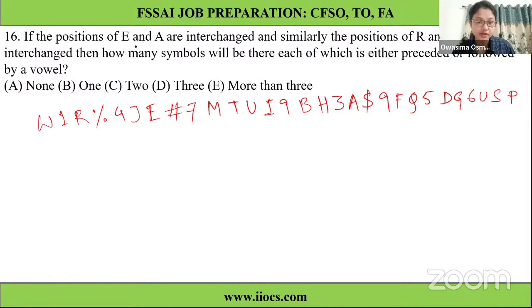So if we interchange the position of E and A, so where is E? E is here, A is, where is A? A is here. So we will interchange these positions. And where is R? R is here and U is here. So we will interchange these positions. So what will be the series?